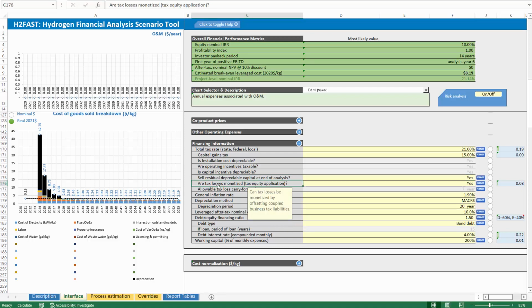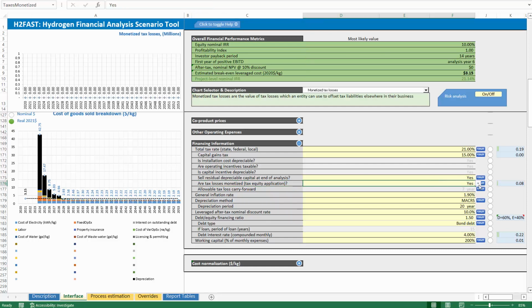This one here is very important. Tax losses, if they're monetized or not. We have 2 different treatments of tax losses that are generated. So for example, if you have accelerated depreciation, but you're sole proprietor for an operation, and you don't have a way of monetizing tax losses by offsetting tax liabilities elsewhere in a business, if you say no, what this is going to do is it's going to spread out the tax losses. It's going to accumulate them up to 7 years.